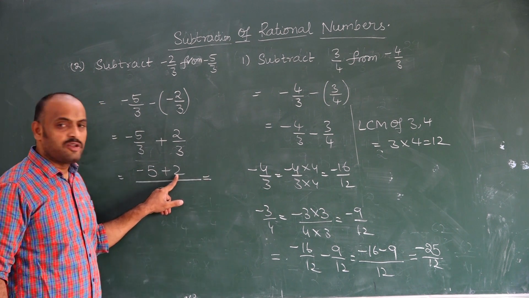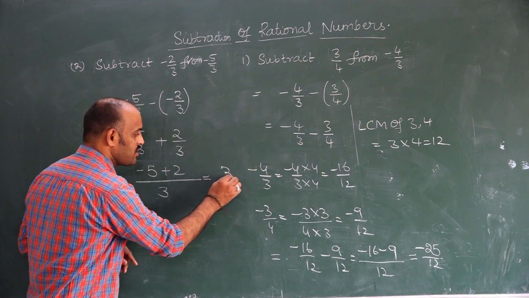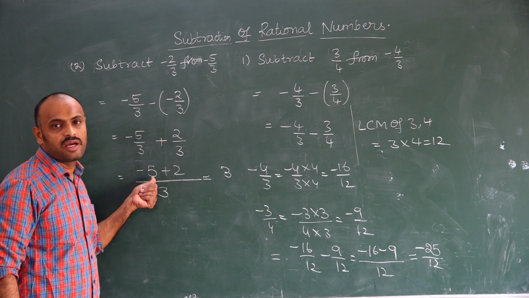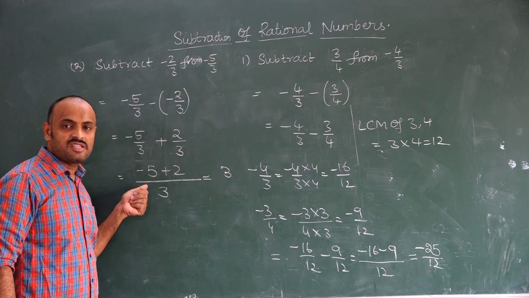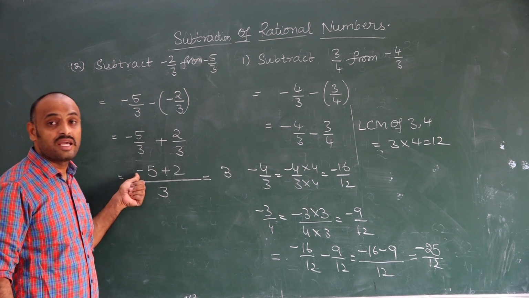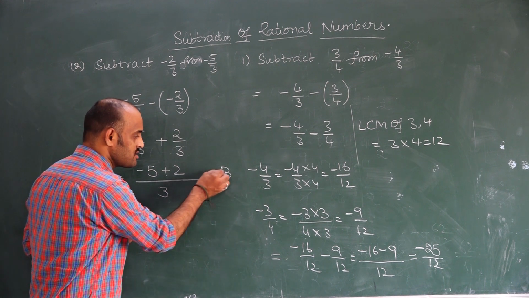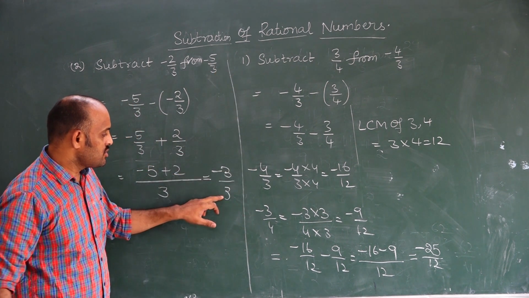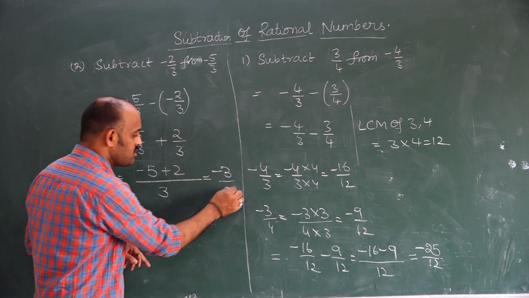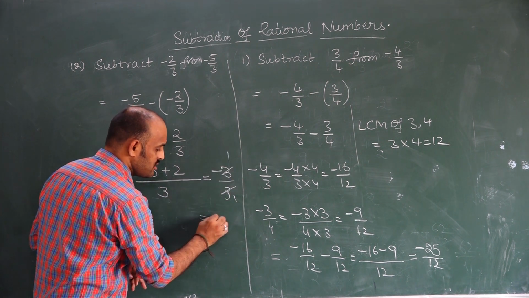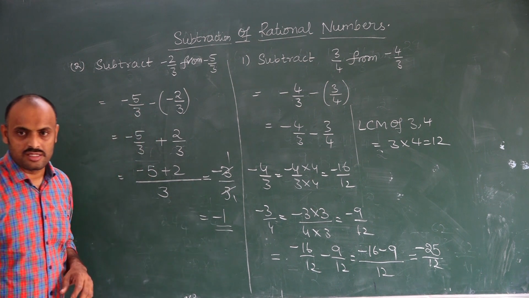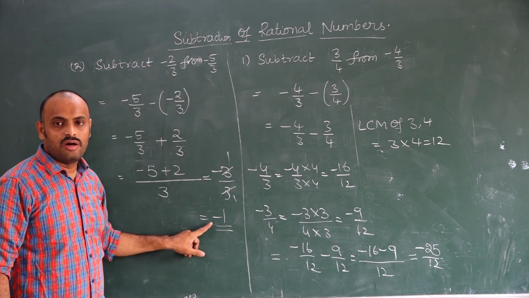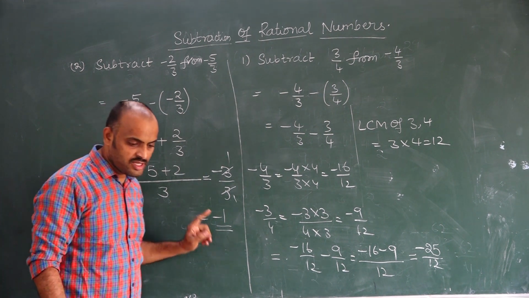From 5, I need to subtract 2, 3. In 5 and 2, which is the bigger number? 5 is the bigger number. So, what is the sign that it carries? Minus is the sign it carries. Therefore, minus 3 by 3. So, both 3 and 3 get cancelled. 3 ones, 3 ones. Therefore, minus 1 is the answer. So when you subtract minus 2 by 3 from minus 5 by 3, on simplification we got minus 1.